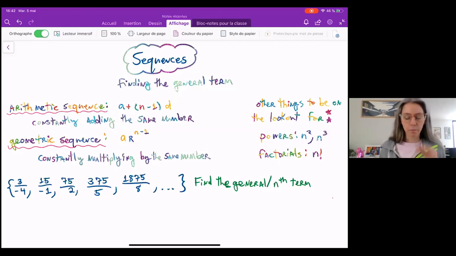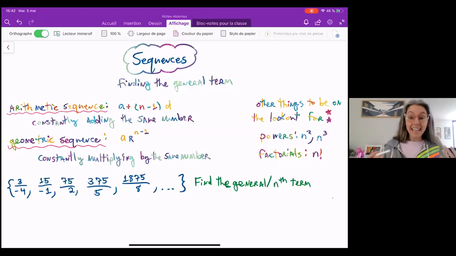And we know that the general term of a geometric sequence is a times r to the n minus 1. Okay, so some other things to look out for when we're trying to find general terms are powers like n squared, n cubed. So that would be like 1 squared, 2 squared, 3 squared, 4 squared, and n factorial.